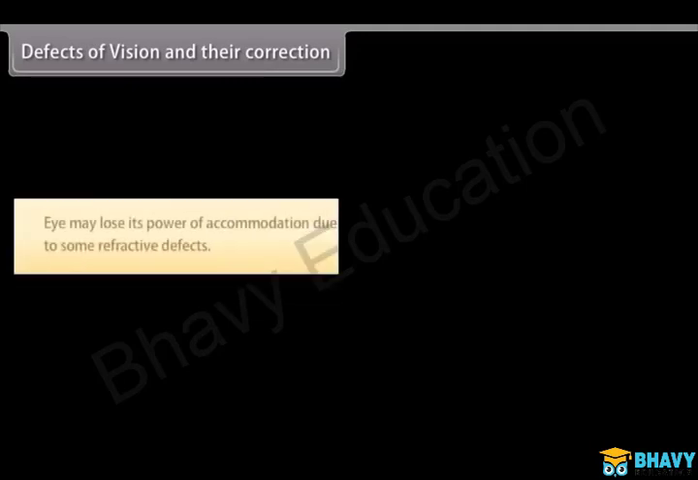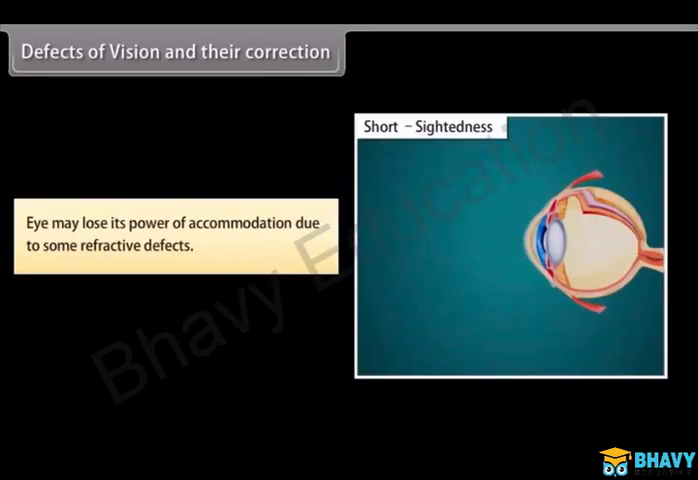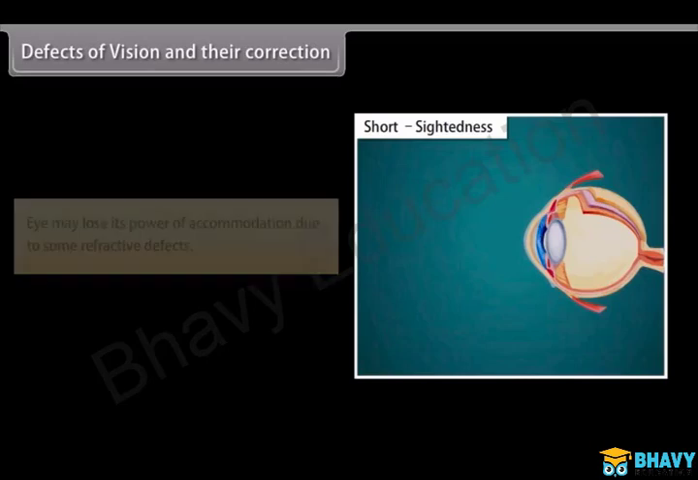Defects of vision and their correction. The eye may lose its power of accommodation due to some refractive defects. There are 3 such defects.